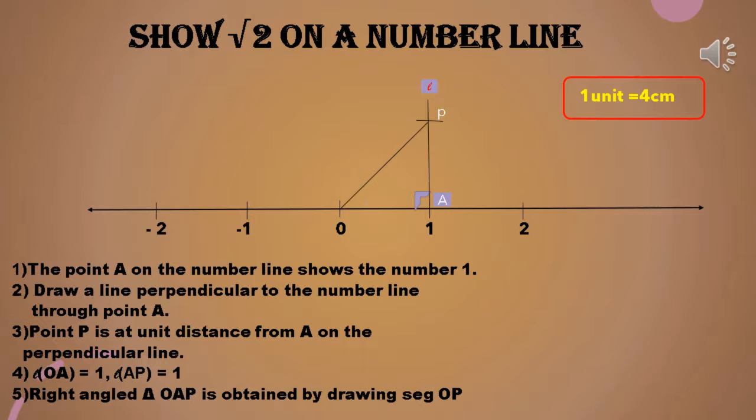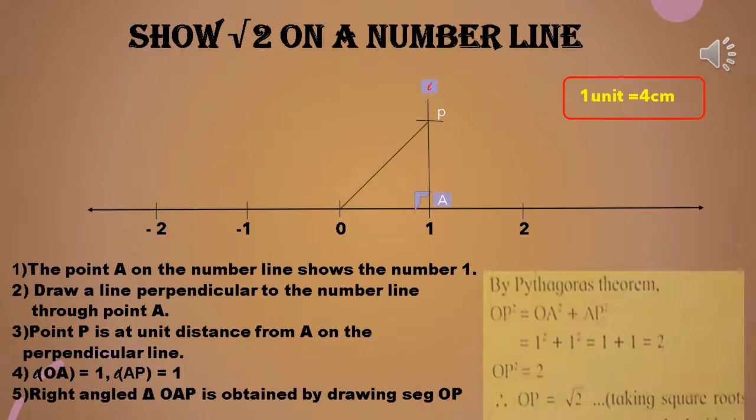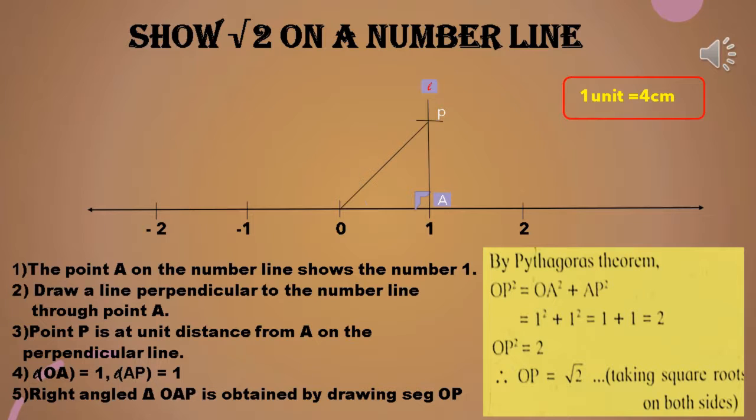By Pythagoras theorem, OP square is equal to OA square plus AP square. Let us substitute the values of OA and AP. We will get 1 square plus 1 square, which is 1 plus 1 equals 2. Therefore, we get OP square is equal to 2. Taking square roots on both sides, we get OP is equal to root 2.